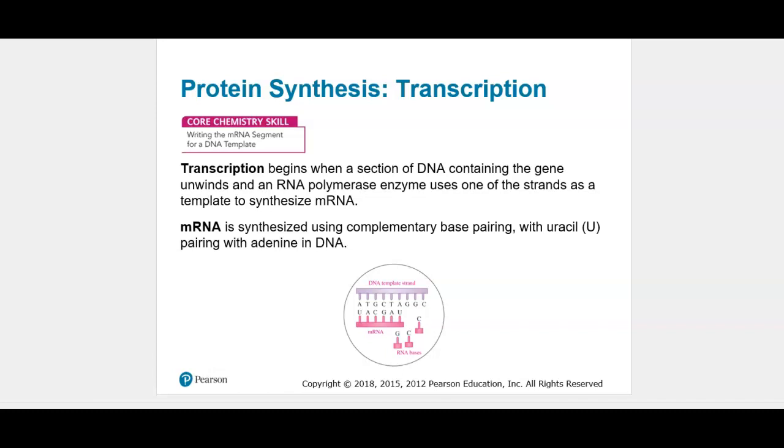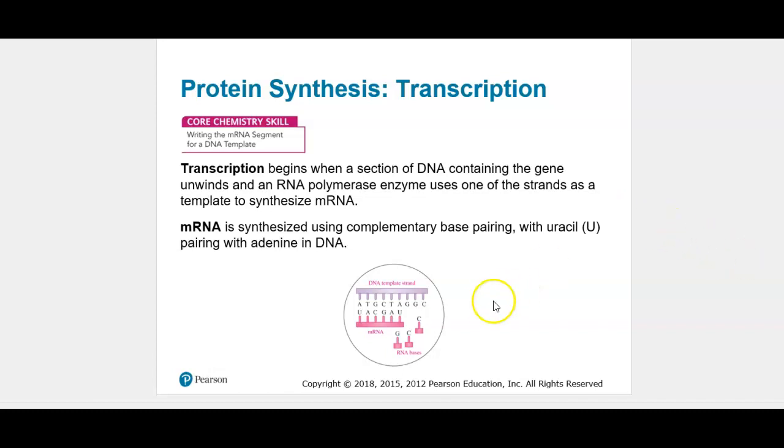Transcription begins when a section of DNA containing the gene unwinds, and there's a battery of enzymes. Yes, there are enzymes that actually have to operate on the DNA to untwist the spiral and open up that part of the DNA, break up the double helix, so that the enzymes can get in and make the messenger RNA. And then of course it all comes back together when the messenger RNA leaves. Then you have messenger RNA, as you see there.